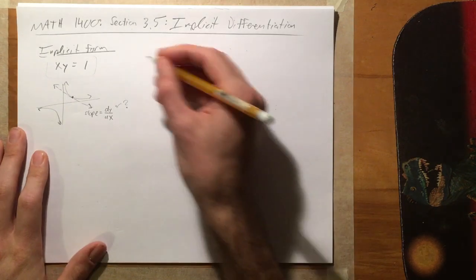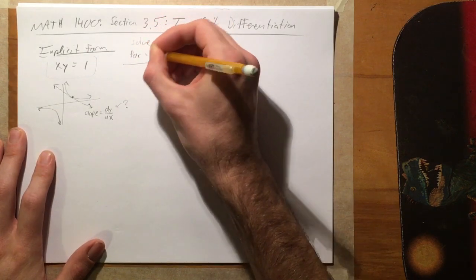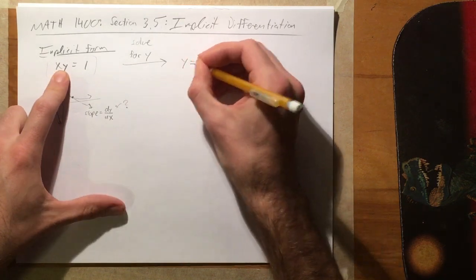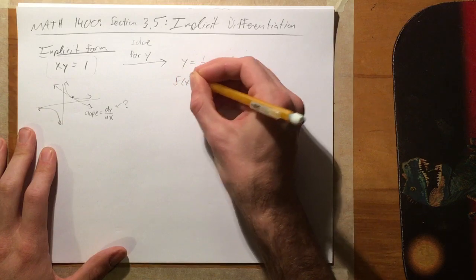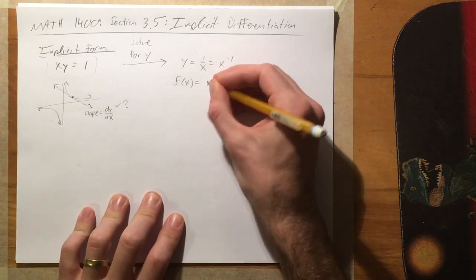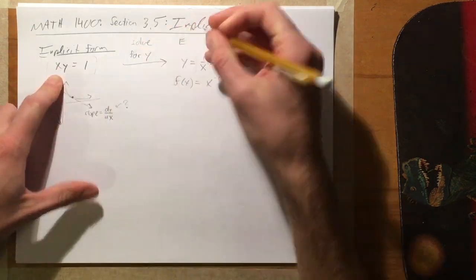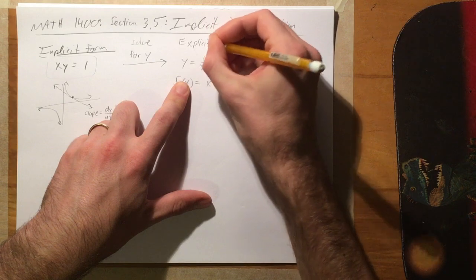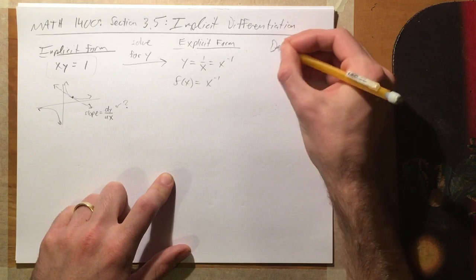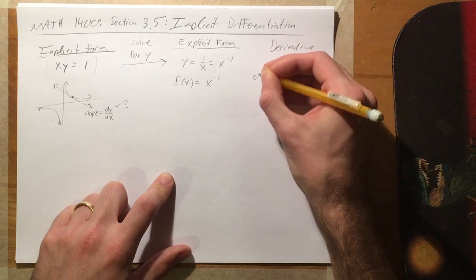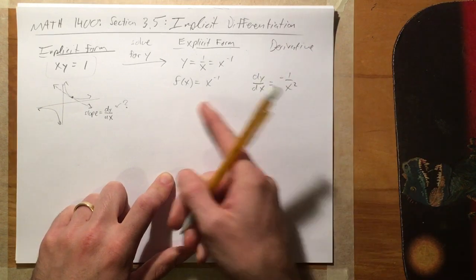Well, one possible approach is to solve for y. So here, if you divide both sides by x, we get y equals 1 over x, which is like x to the negative 1, right? And then, if you've solved it for y, you have a function. This is called the implicit form. This is called the explicit form, or function form. And then you can take a derivative of that to get your dy over dx is negative 1 over x squared. We've done that before for this particular function.